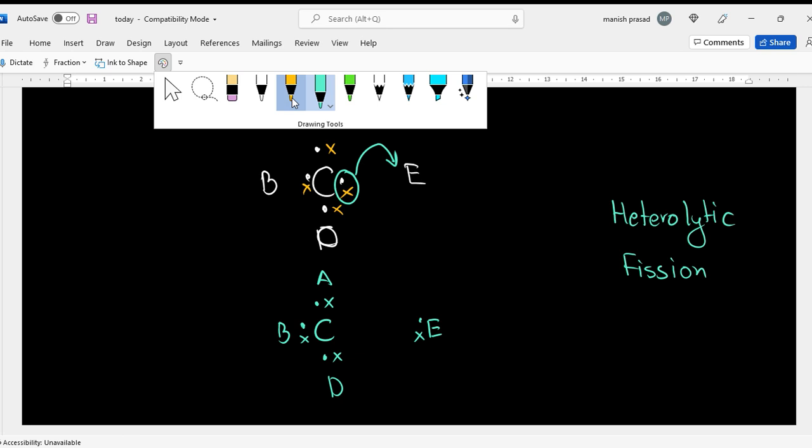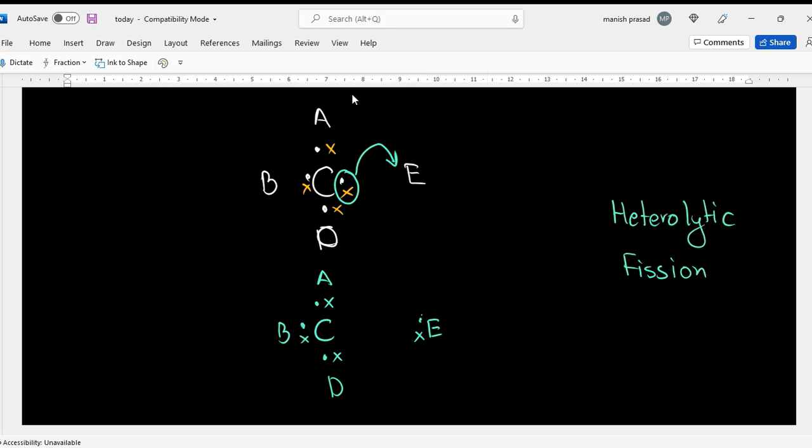So this one has got carbon's electron also, one extra electron. So this will become negatively charged. Carbon has lost its own electron, so carbon will become positively charged.